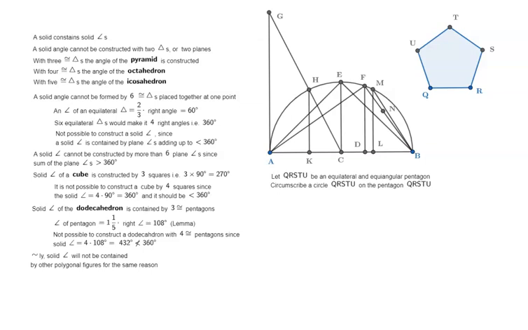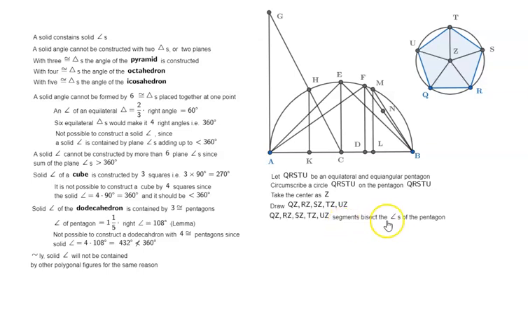So let's draw the circle. Take the center as Z. Draw QZ, RZ, SZ, TZ, and UZ. So basically join the various vertices with the center. These segments bisect the angles of the pentagon. So each of these segments will bisect the angles of the pentagon.